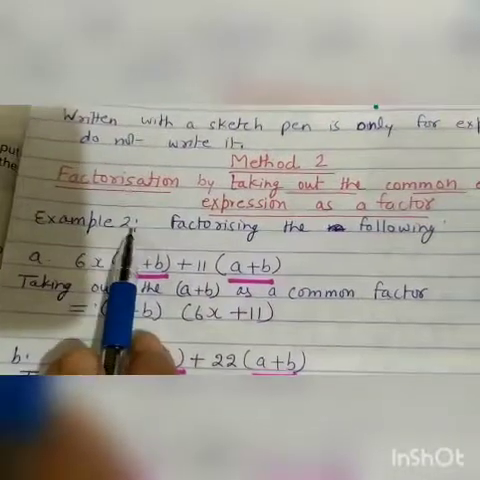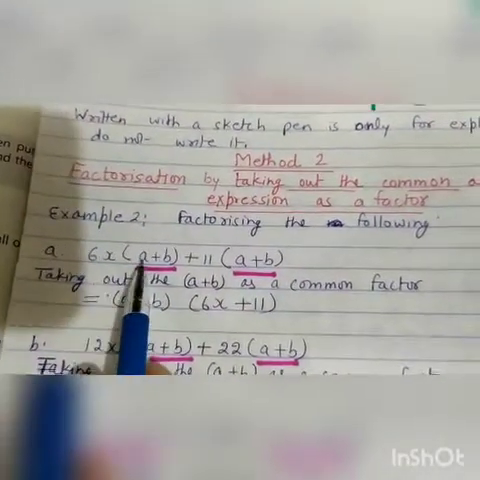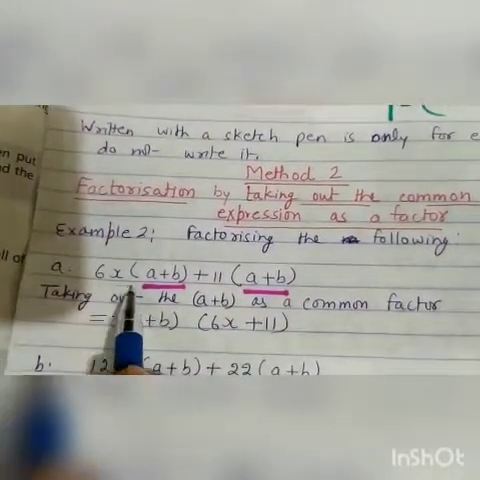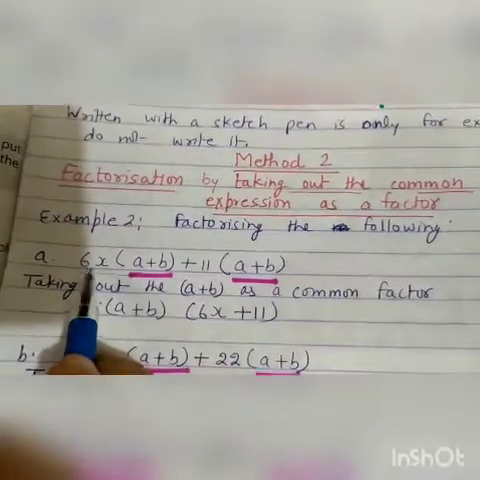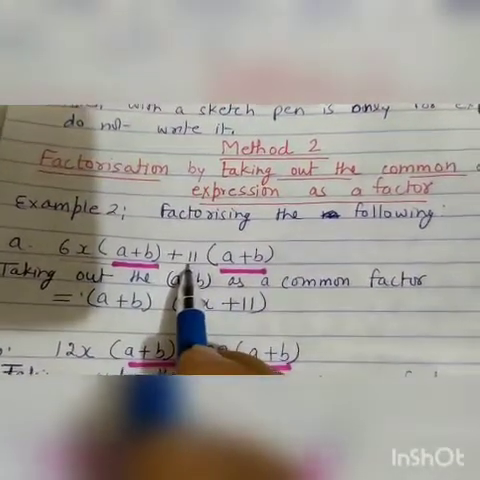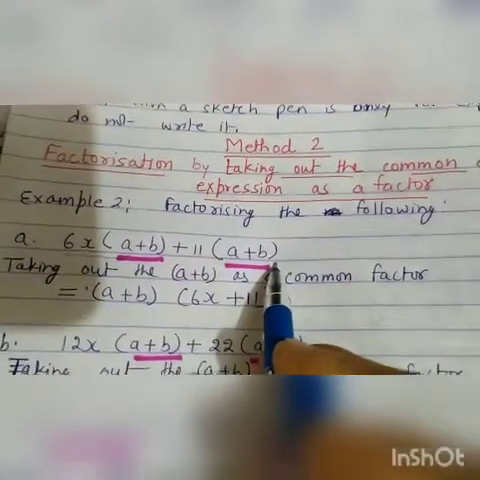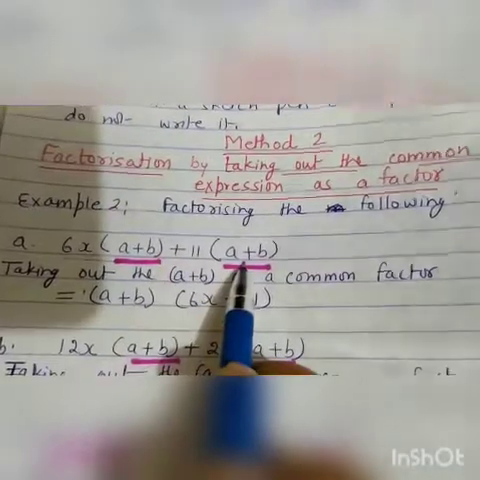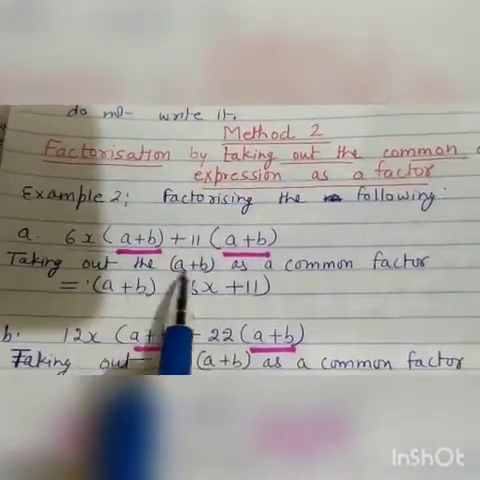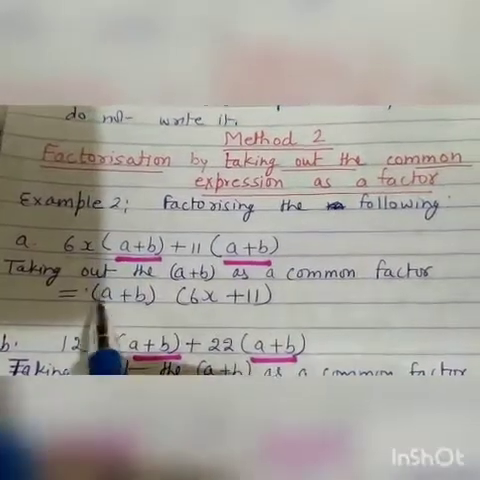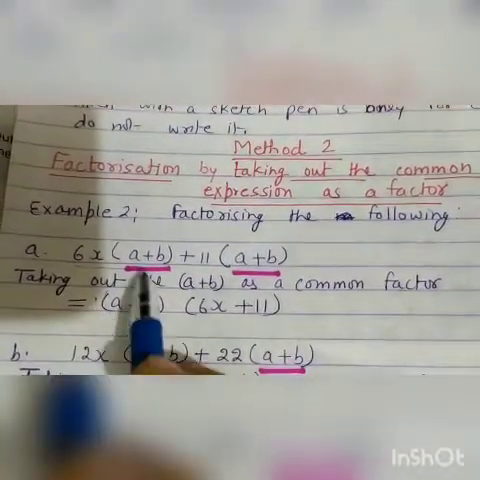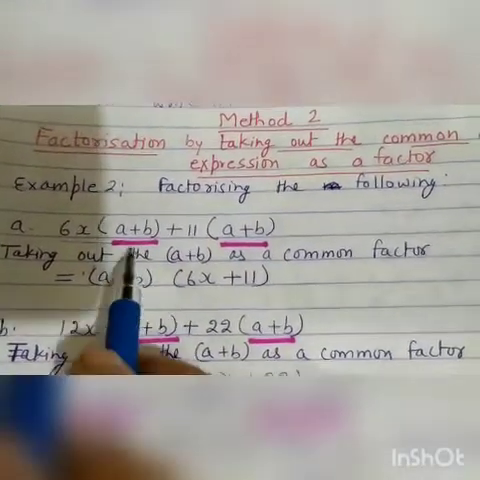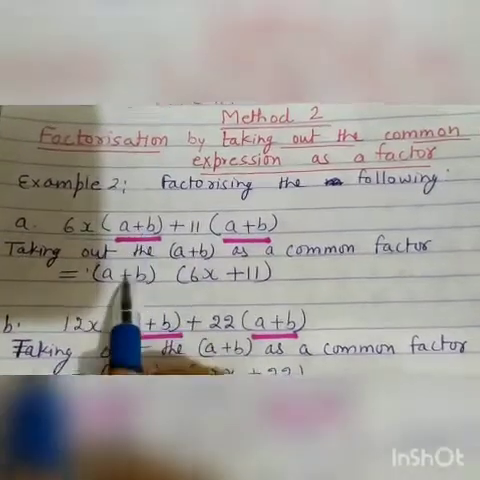So first example 2, first part, A part: 6x into (a plus b) plus 11 into (a plus b). Again see, this is the first term, and from here 11 into (a plus b) is the second term. What is common in these two terms? This bracket a plus b is common. It is the same in both the terms. So taking out a plus b as a common factor, we will write this common factor like this, because now it is an algebraic expression, not a monomial common factor. A plus b we will write here.